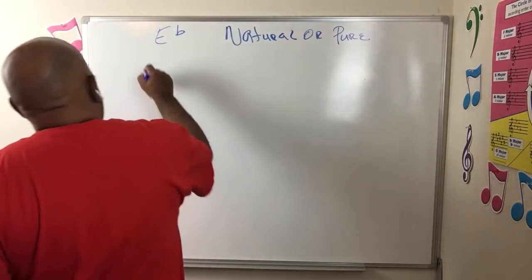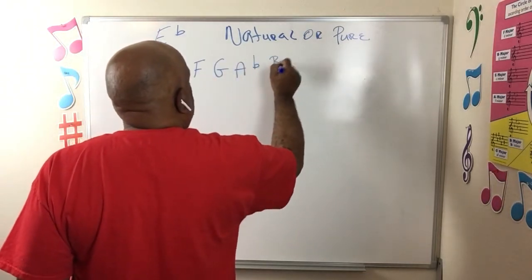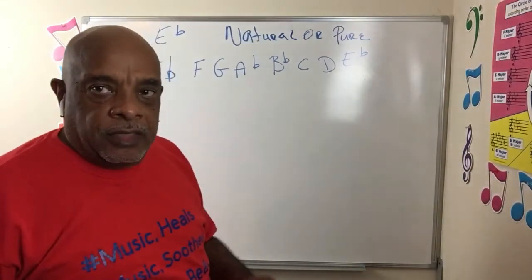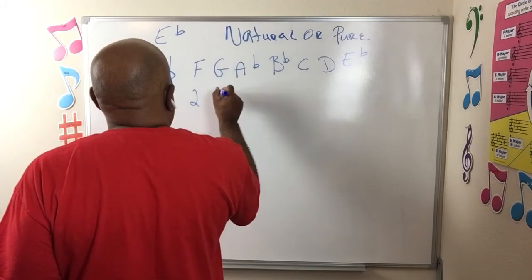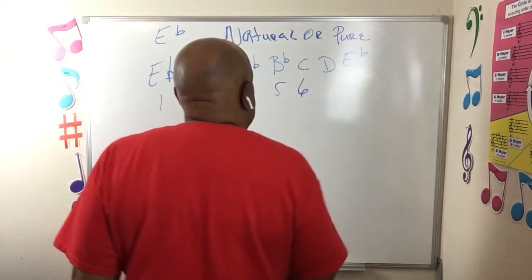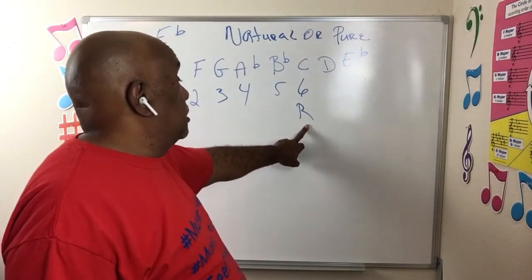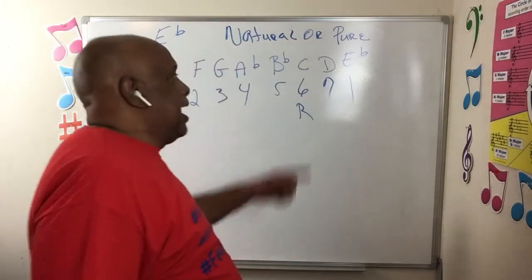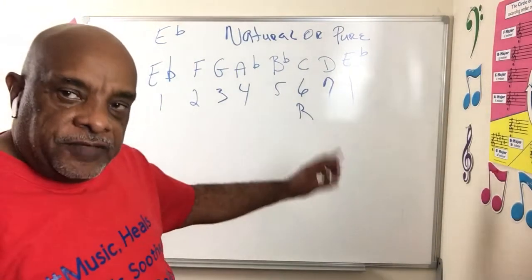Now, let's do the E flat scale. E flat, F, G, A flat, B flat, C, D, and then E flat. Now we need to find the relative minor of E flat major. So let's go through the formula. E flat is the 1, F is the 2, G is the 3, A flat is the 4, B flat is the 5, and C is the 6. So the sixth degree of the E flat scale is C, so C is going to be the relative minor. D is the 7, and then back to the 1, which is E flat. So we've determined that the relative minor of the key of E flat is C.